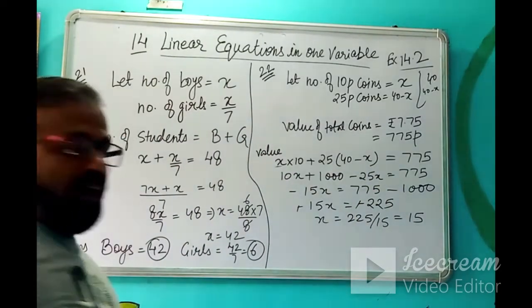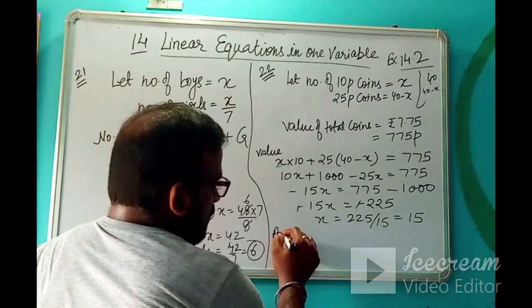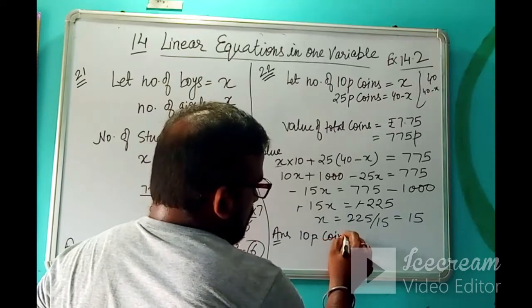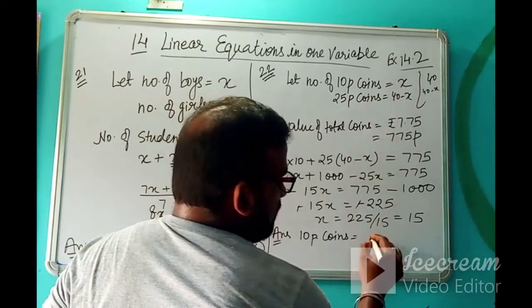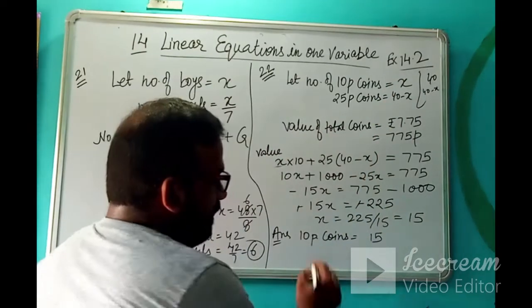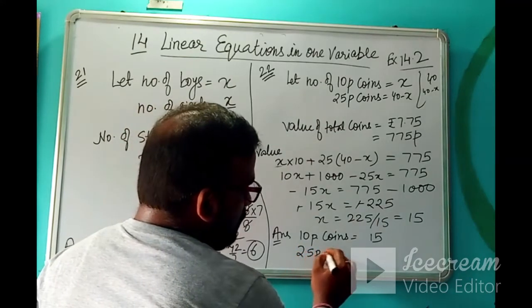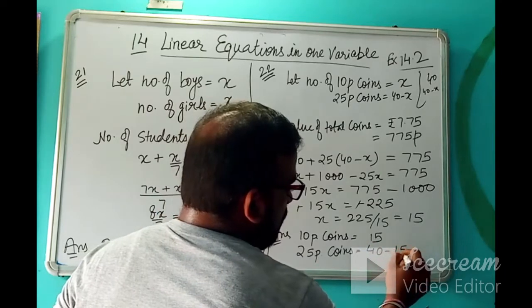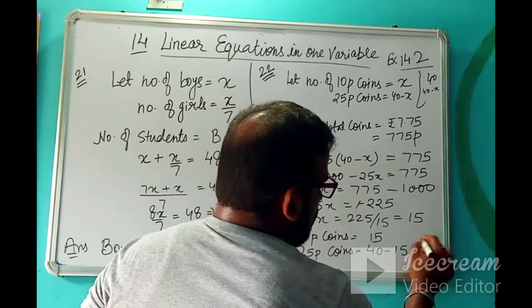So what do we have to find in this? Our answer will be, 10 paisa coins that we have considered as x, so it will be 15, and 25 paisa coins were 40 minus x, that is 40 minus 15, 25.